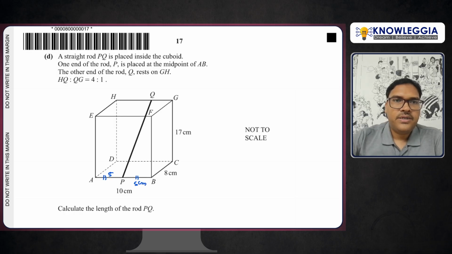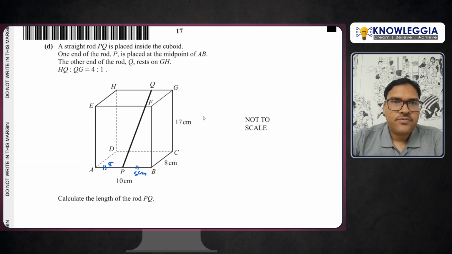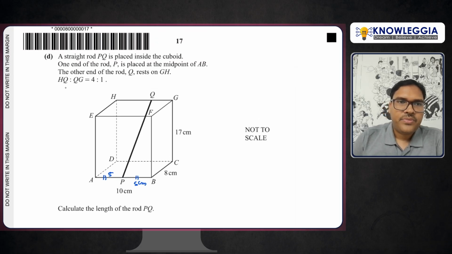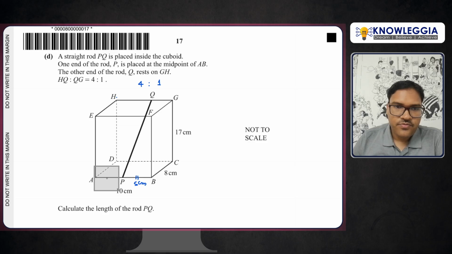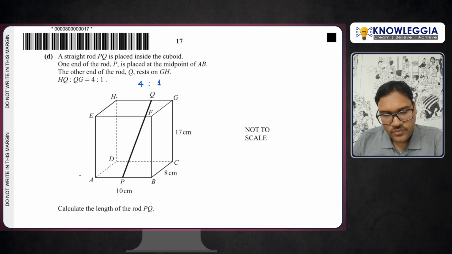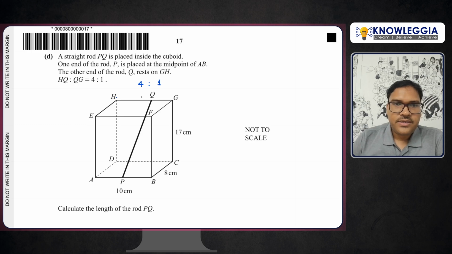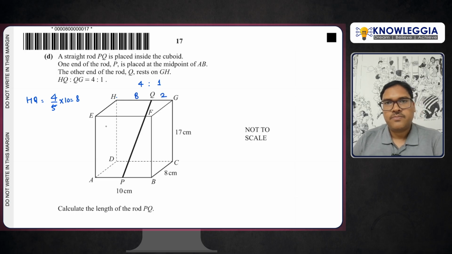Right. One end of the rod, and the other end Q rests on GH such that HQ to QG is 4 to 1. This ratio is 4 to 1. Okay, so this is not the midpoint, right? Calculate the length of PQ. Now in this diagram, we have to find the length of PQ. That is this length. Okay, so first thing is, if this is 10, obviously this is also 10. So what is HQ? HQ will be equal to 4/5 of 10, which is equal to 8. So this length is 8 centimeter and this length is 2 centimeters, right?